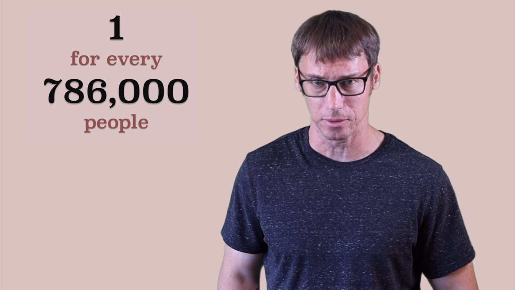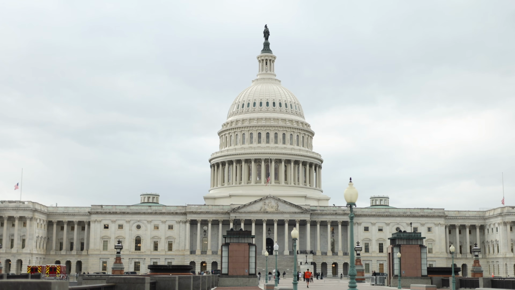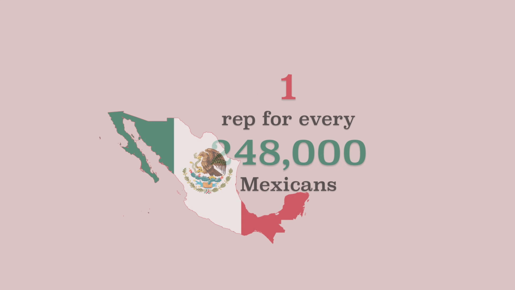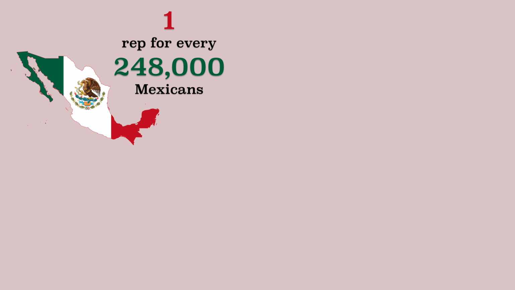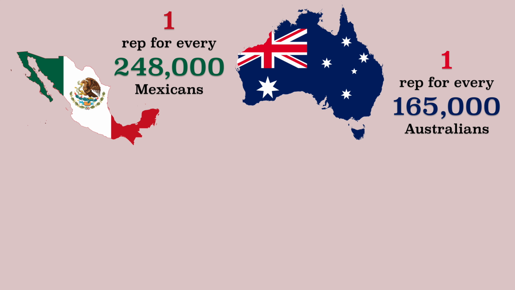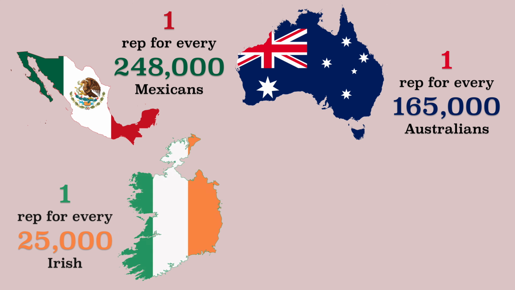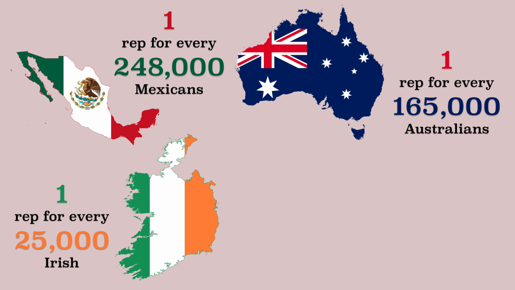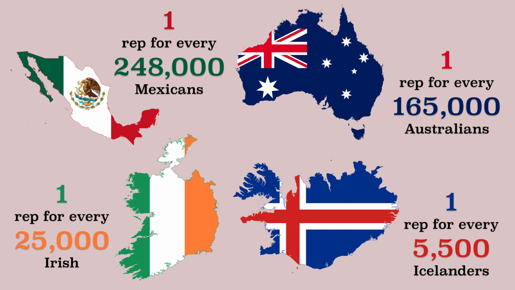Today, each United States representative represents on average around 786,000 Americans. To put that in perspective, each lawmaker in Mexico represents around 248,000 Mexicans. Each lawmaker in Australia represents around 165,000 Australians. Each lawmaker in Ireland represents around 25,000 Irish, and each lawmaker in Iceland represents just around 5,500 Icelanders.